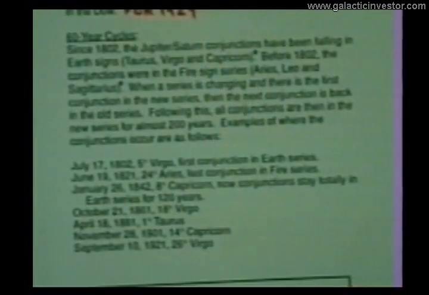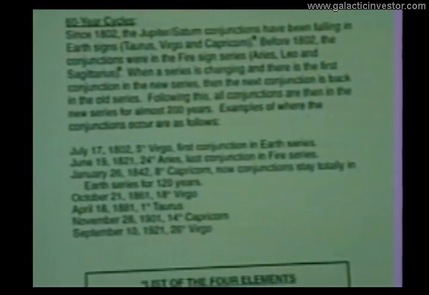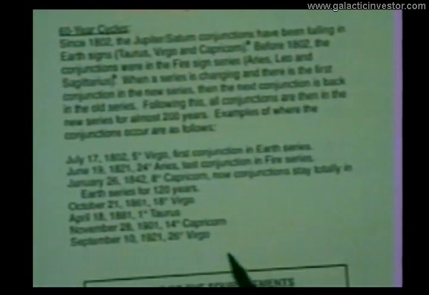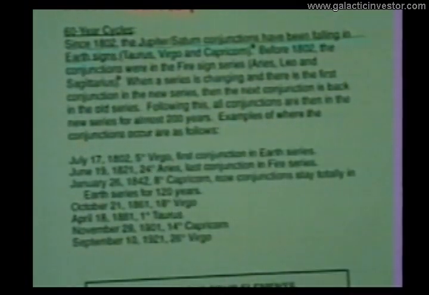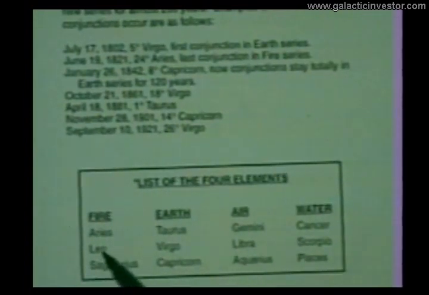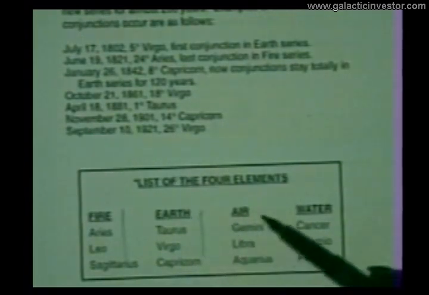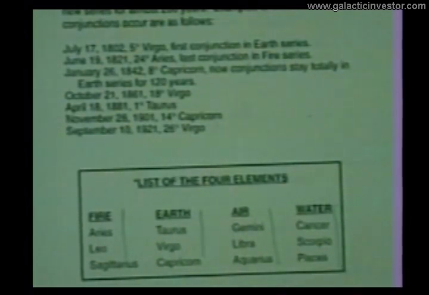Okay, so how did Jeanne use this 60-year cycle to confirm a larger fall in the Dow than normal in 1929? Well, what he did, he looked at this 60-year cycle. And what you have to understand here now is, since 1802, the Saturn-Jupiter conjunctions have been falling in Earth signs. And down at the bottom of your chart here, for those who don't know, I've listed all the different combos of signs. We have fire signs, earth signs, air signs, and water signs. So each one of these is a segment in itself.